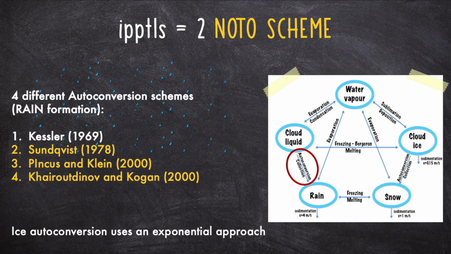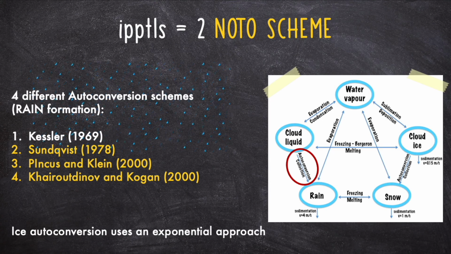In this scheme, parameters to play with are the autoconversion schemes, which are the parameterizations that produce the rain from the cloud liquid. The scheme has 4 different autoconversion schemes. The Kessler is the same used in SubEx. It's a very simple parameterization that assumes a critical value for the liquid that represents a threshold for the occurrence of the autoconversion.